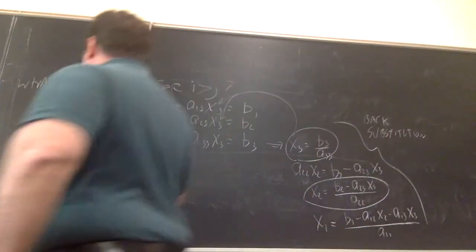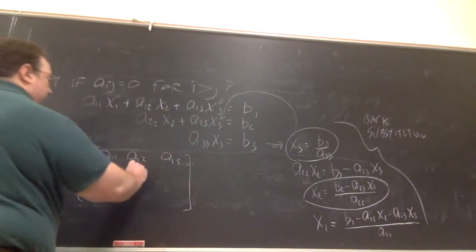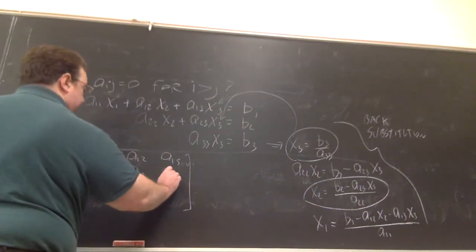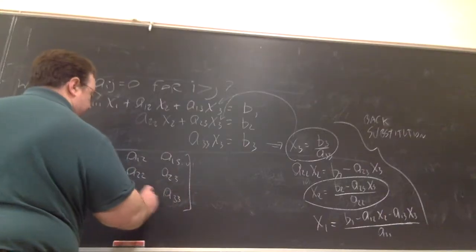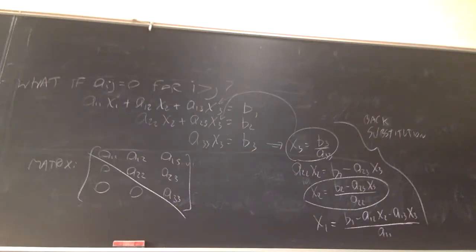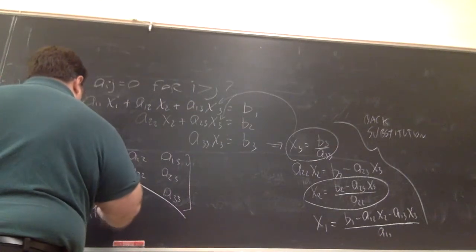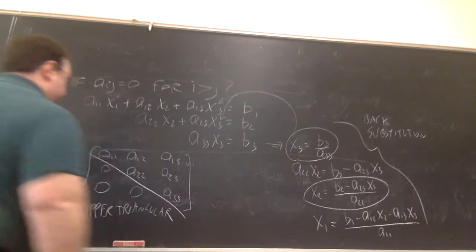Now, as for the kind of matrix that we have in this case, our first row is full. The second row has entries only from the diagonal and to the right, and then we only have the diagonal entry down here. The last row, zeros everywhere else. So only on or above the main diagonal do we have anything non-zero. This is called upper triangular.